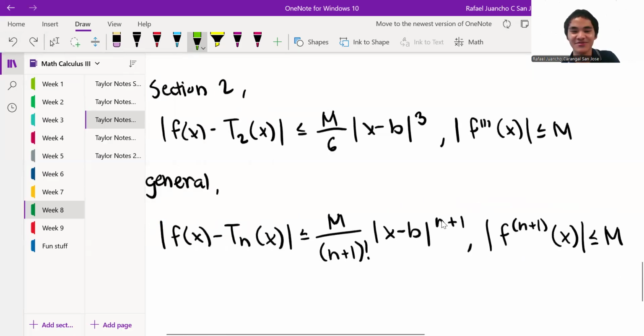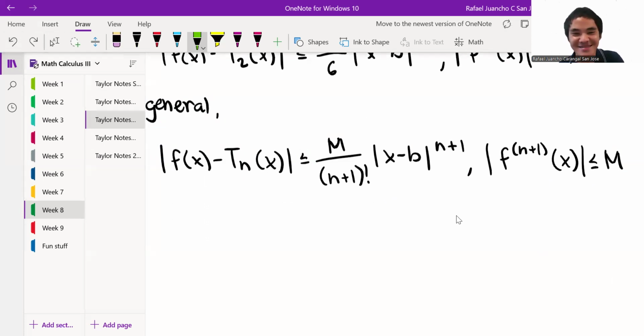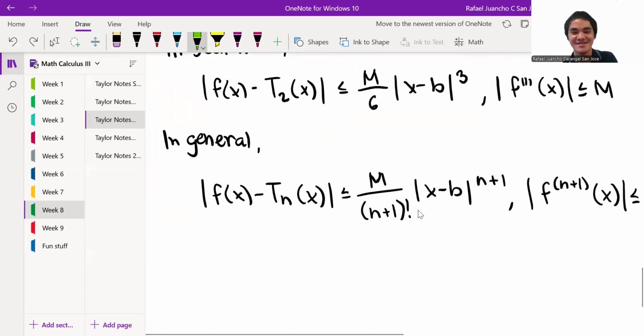Or shoot, I'm referring to the wrong one. I meant this one, right? Inequality. Yes. So we call it a Taylor inequality instead of an error bound. Okay. Anyways, I'm not going to go through that.